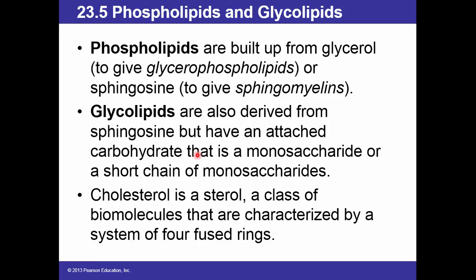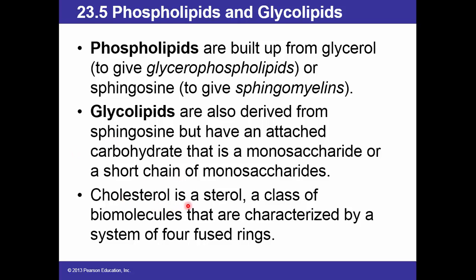Now, phospholipids are built up from glycerol to give glycerophospholipids, or from sphingosine to give sphingomyelin. So, if the parent compound is glycerol, then you have phospholipids. If the parent compound is sphingosine, then you get sphingomyelins. Now, glycolipids are also derived from sphingosine but have an attached carbohydrate. From the name, glyco and lipids, you have carbohydrate and lipids. The attached carbohydrate is a monosaccharide or a short chain of monosaccharides. You could have one sugar or several sugars, as we will see.